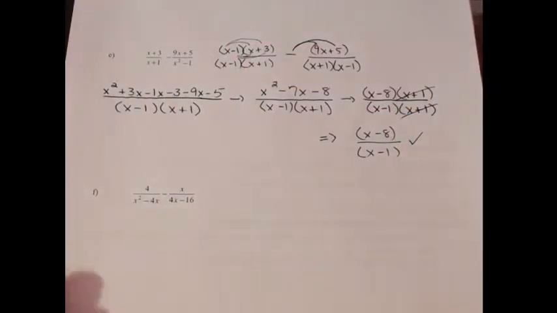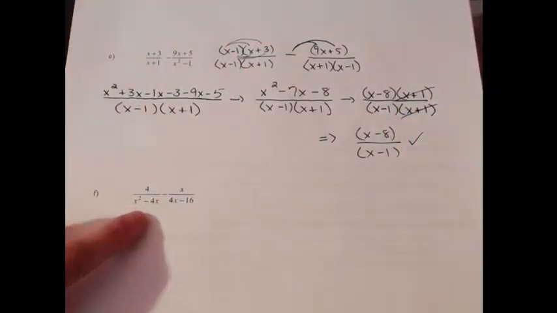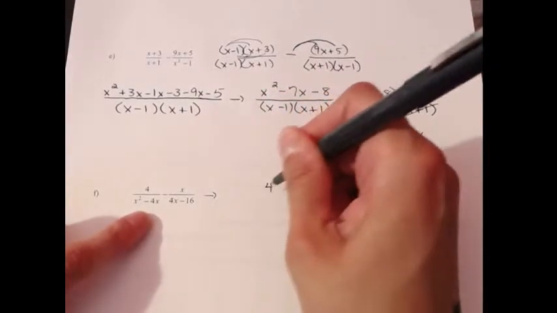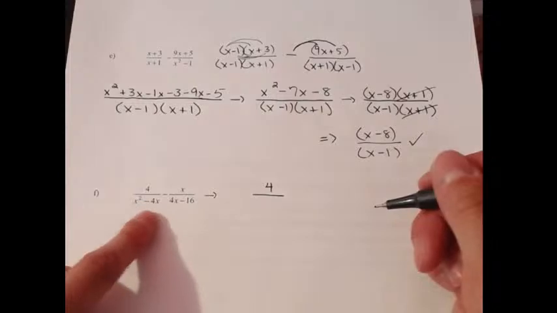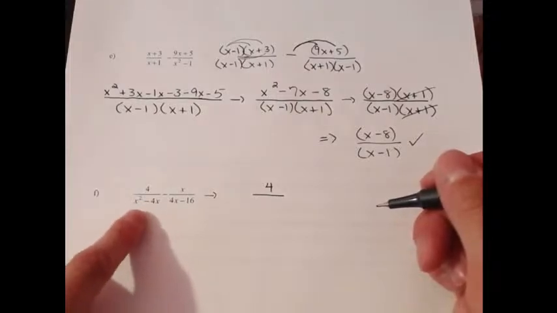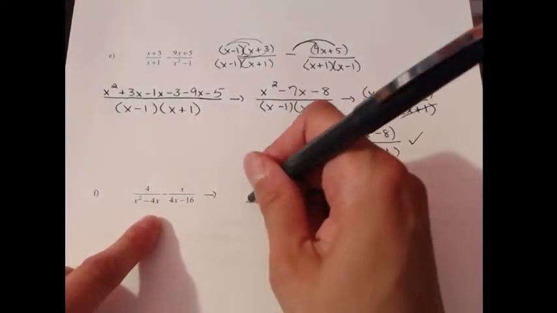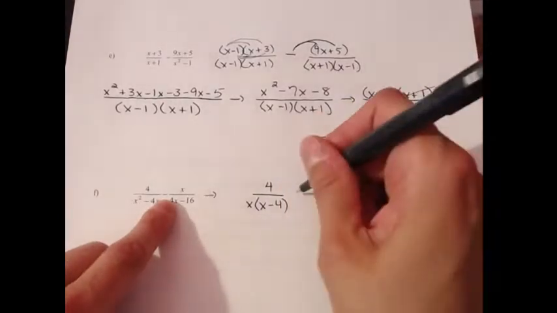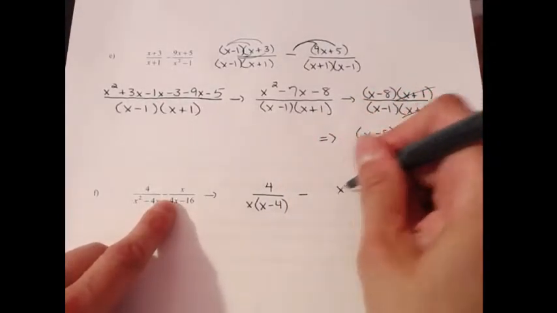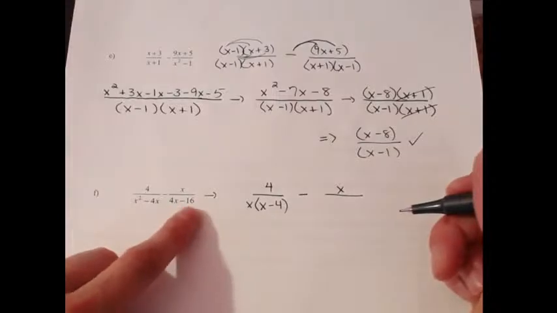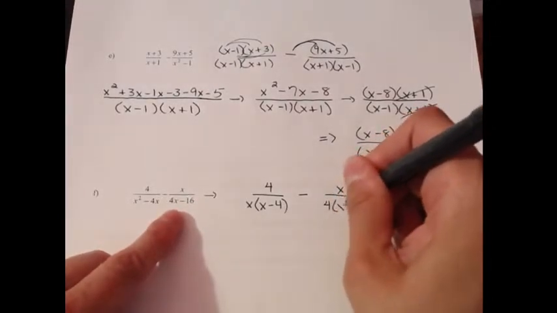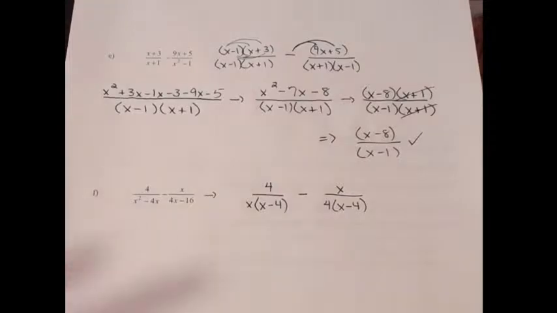In our first fraction, we have 4 over x squared minus 4x. So I'm going to rewrite that. We have 4 over x squared minus 4x, I notice it has a GCF. So I'm going to factor out x. That leaves me with x minus 4. Minus, then we have x over, and then 4x minus 16 also has a GCF. It's 4. So I'm left with 4 times x minus 4.